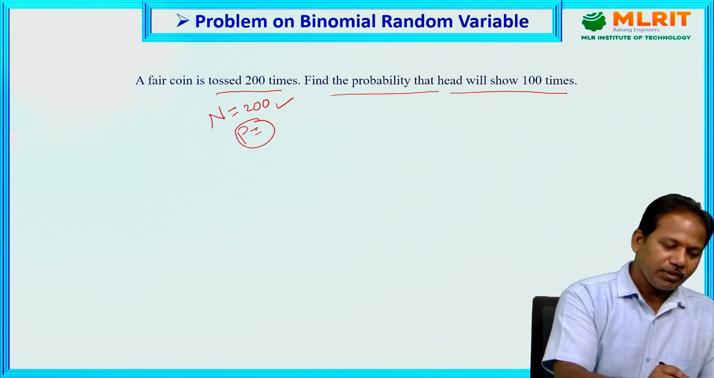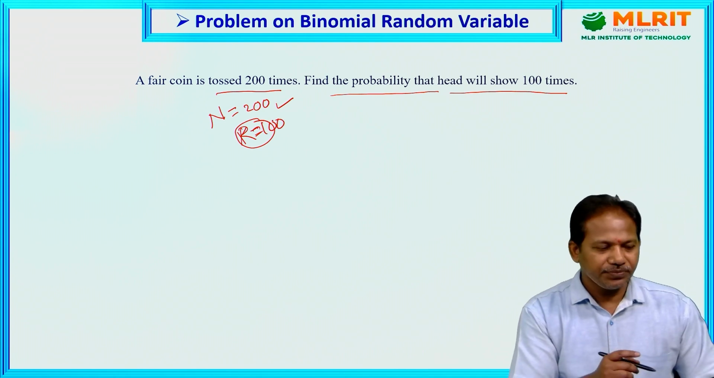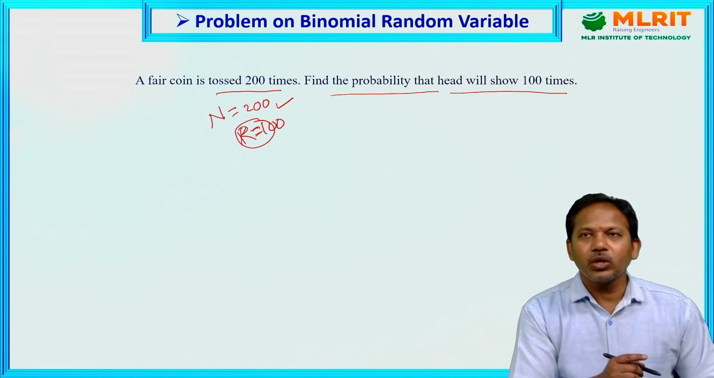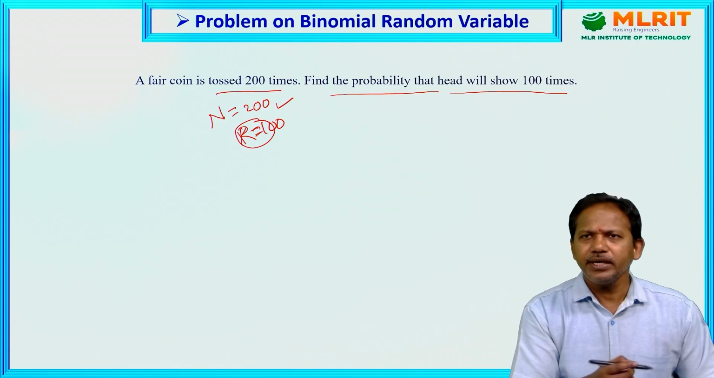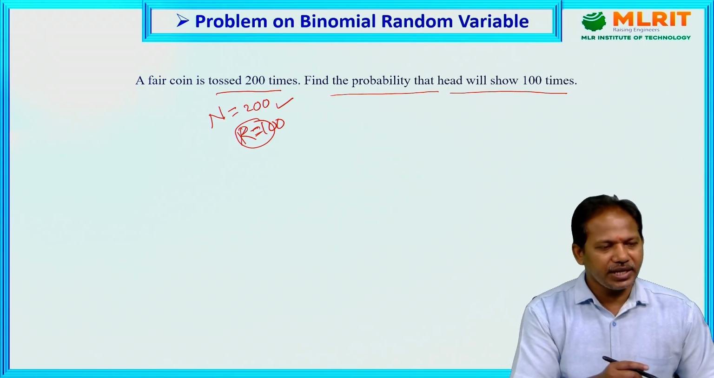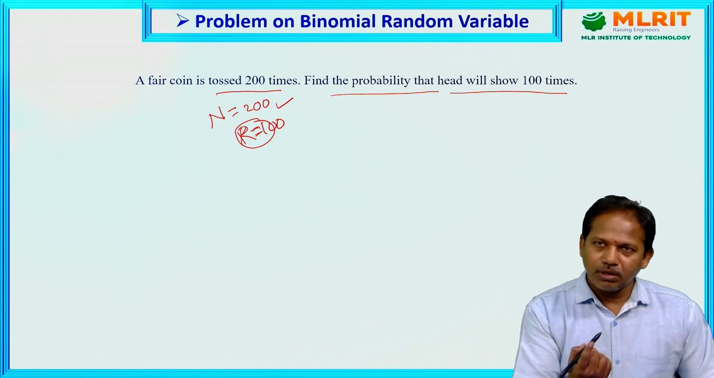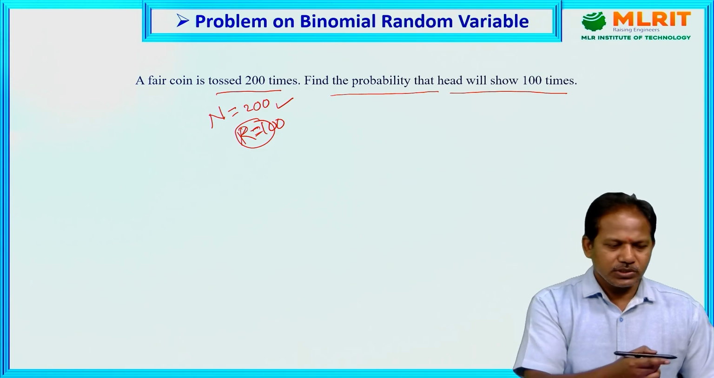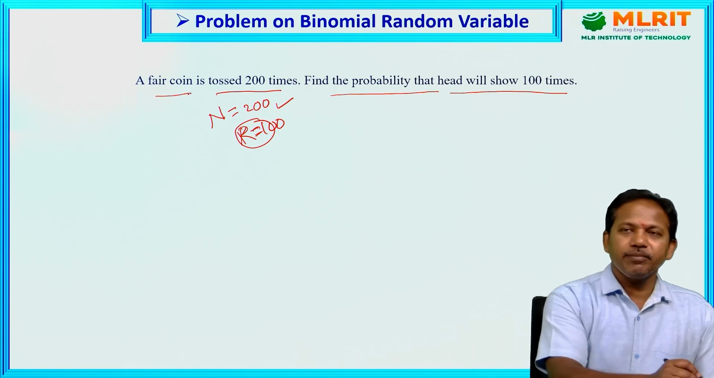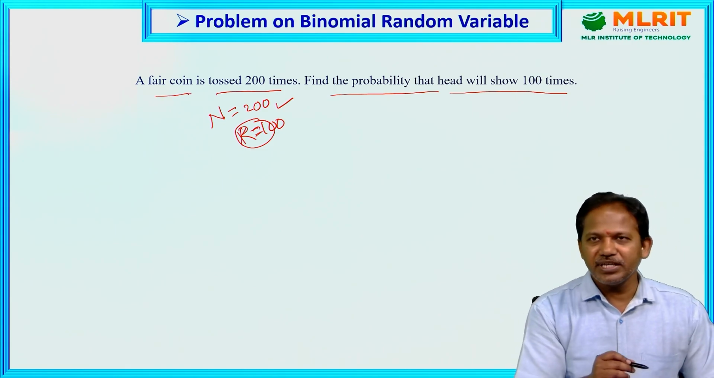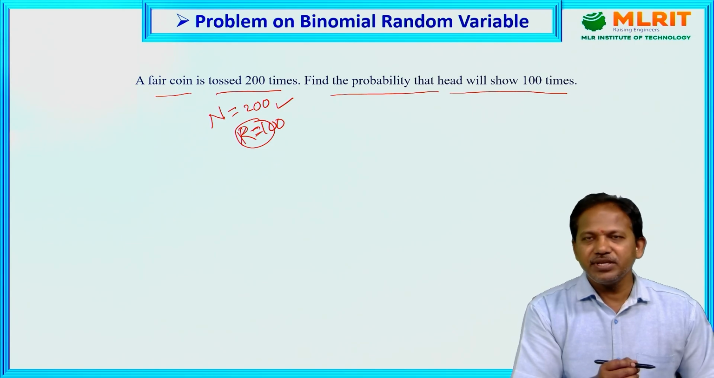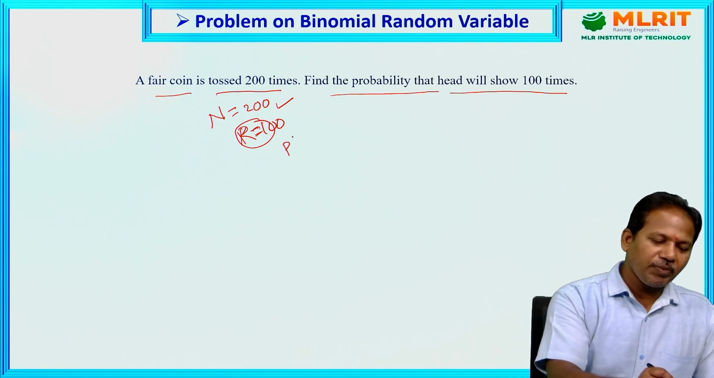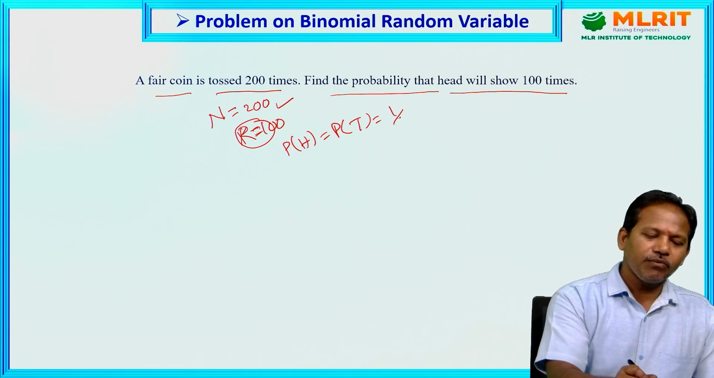So here the event A, K is equal to 100 times. Here he is giving a fair coin. A coin contains only 2 outcomes, we can generate either head or tail only. Now, a fair coin means each outcome is equiprobable, that is, probability of head is equal to probability of tail is equal to 1 by 2 only.